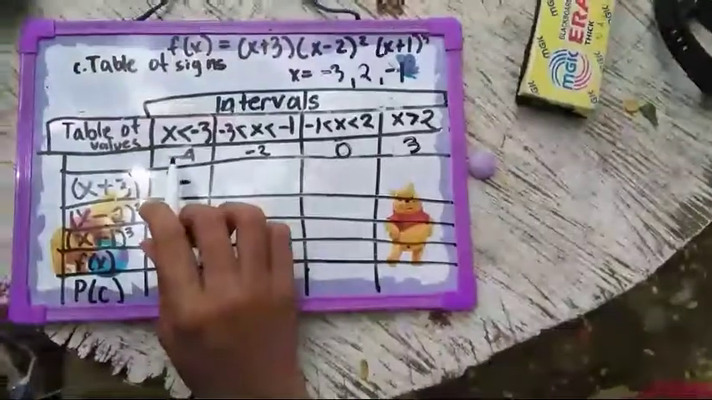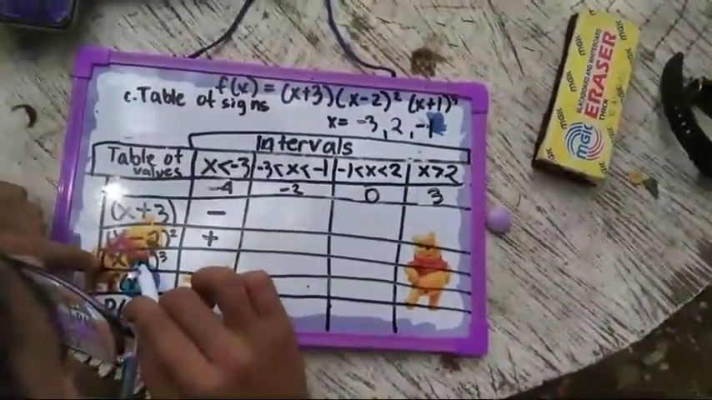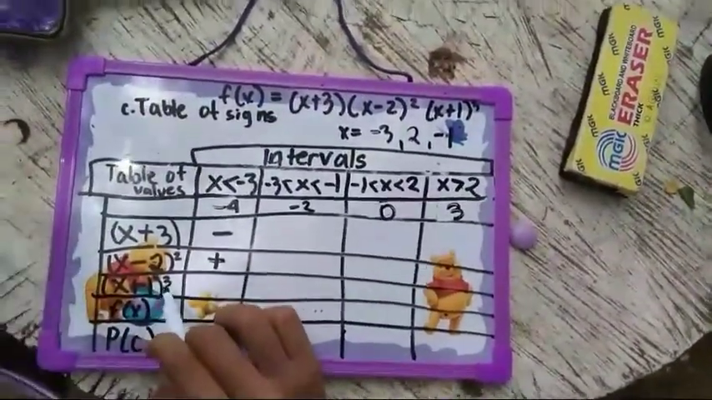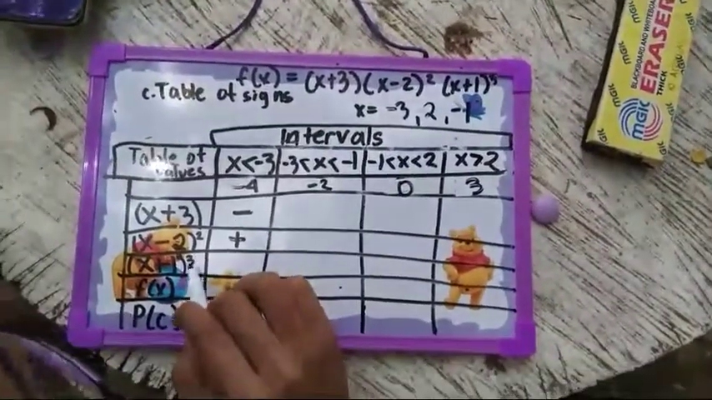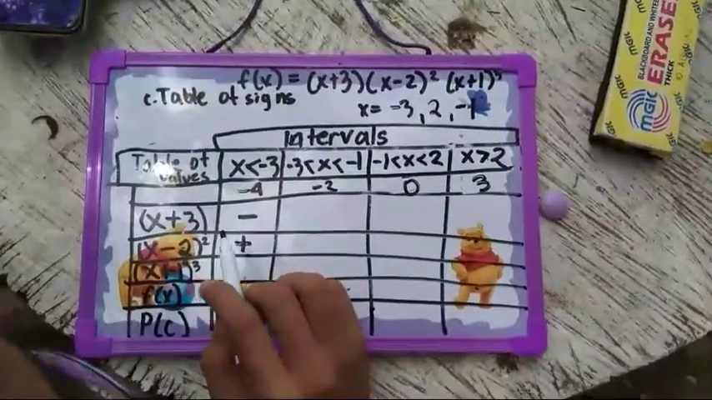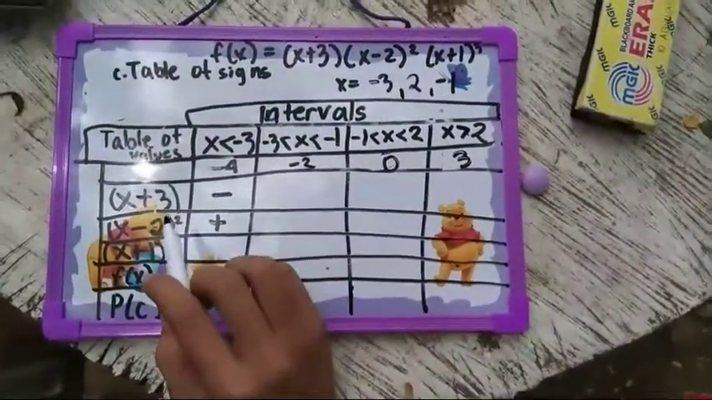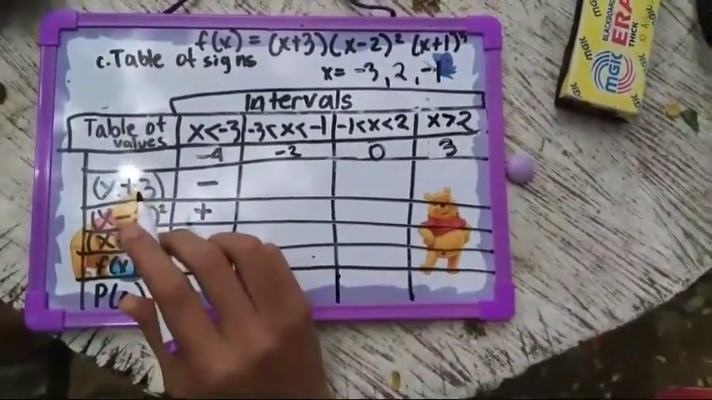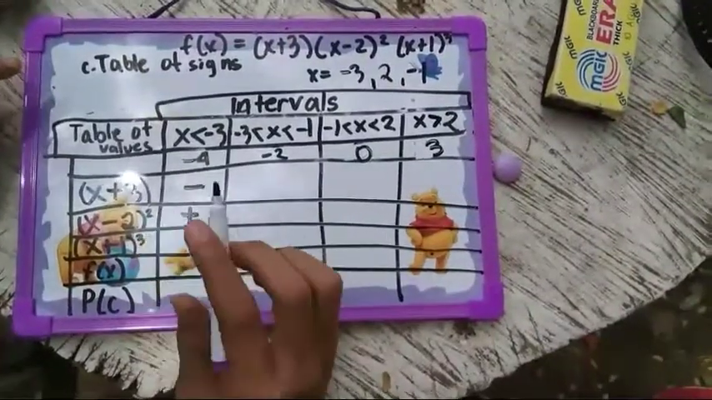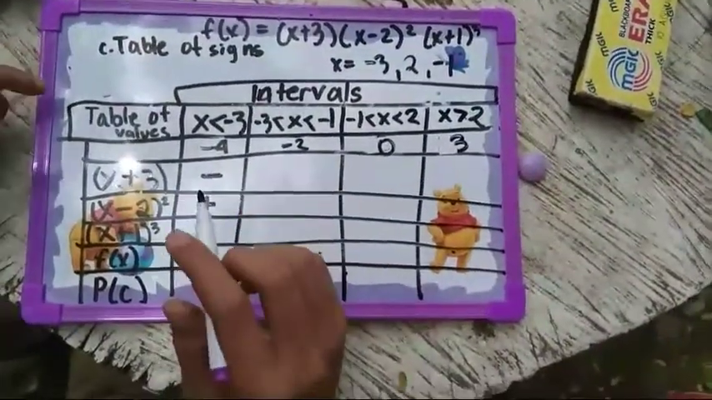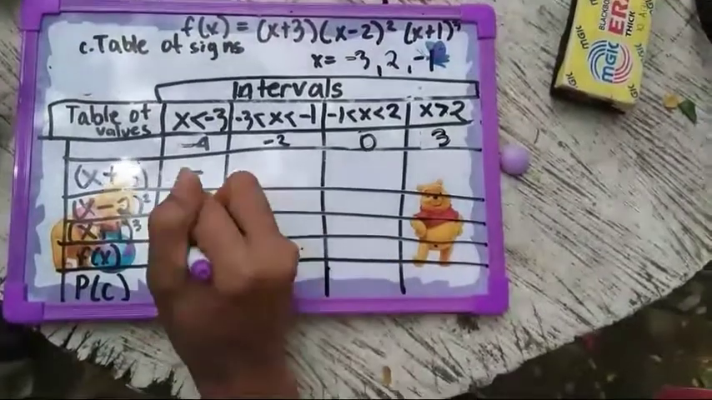Next table of values, -4 plus 1, that would give you -3 cubed. So -4 plus 1 is -3. -3 times -3 is positive 9 times -3 would give you -27. And -27 has a negative sign. So our sign should be negative.